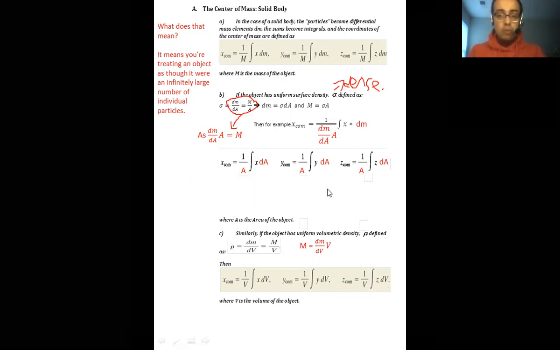Again, don't worry too much about this. I don't see it actually in the textbook, but I just sort of wanted to show you where this sort of comes from, or where you have a bit more of a rigorous definition of the center of mass in a solid object.